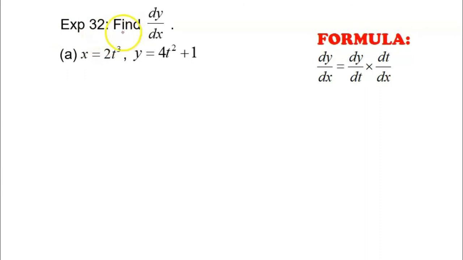Example 32. Find dy/dx. For this parametric equation, x is in terms of t, y also in terms of t. In order to find dy/dx, we will use the chain rule.